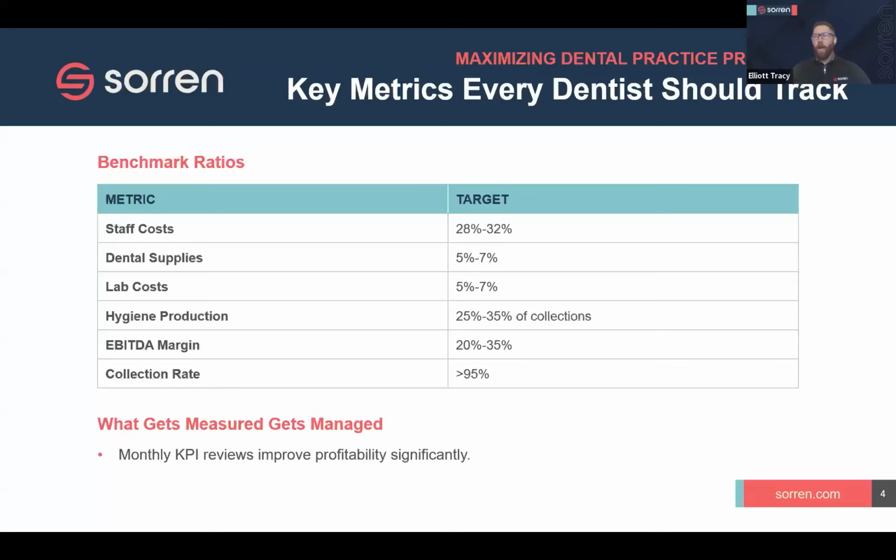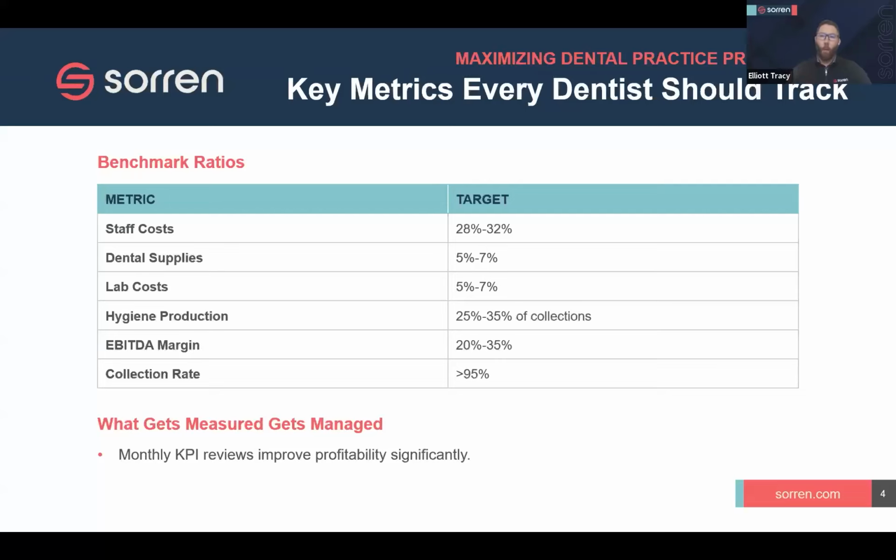So when I talk about overhead, I generally use it in the term of your major categories: your staff compensation, benefits, dental supplies, lab costs, marketing. Marketing's generally 1 to 3%. We like to see 1 to 3. We should always be spending something on marketing so that we can get new patients in the door. Occupancy, so that's your rent, your utilities, and repairs and maintenance on equipment, the cost of the facility itself. And then the last category is the general and administrative category.